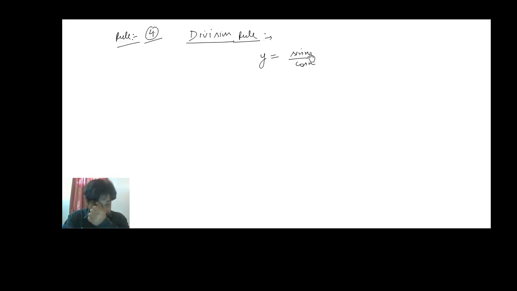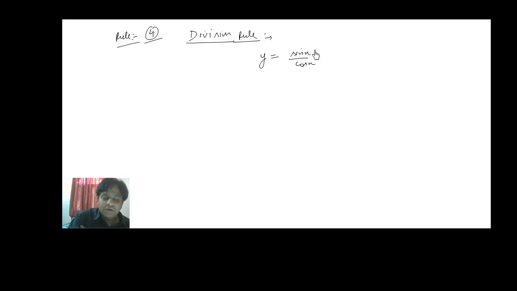Now let's talk about the fourth rule, which is the division rule. It's quite simple but a bit lengthy. It is used when we are given a function something like y is equal to sin x upon cos x. That is, two small functions of x are given in ratio form. In this case we have to use the division rule.